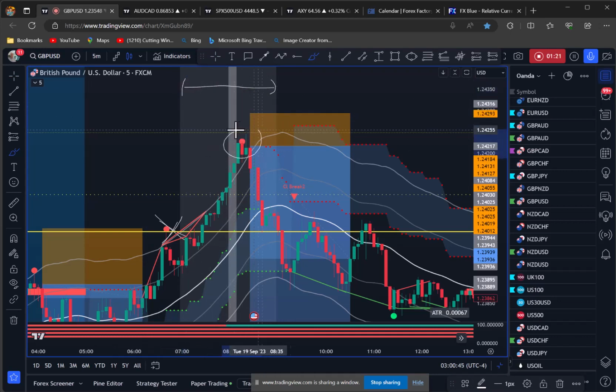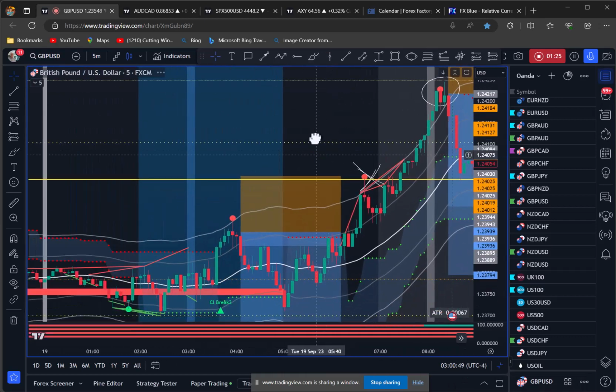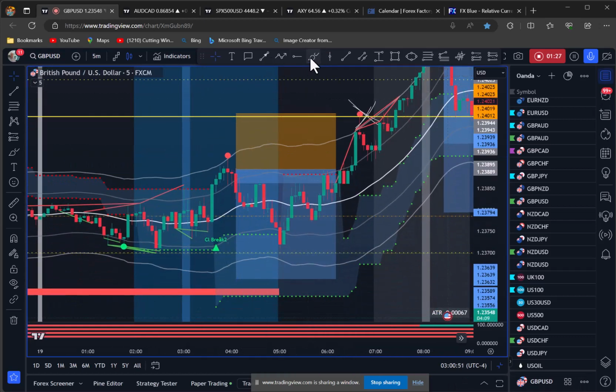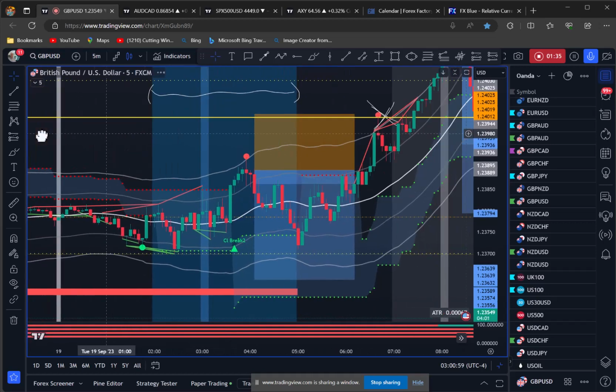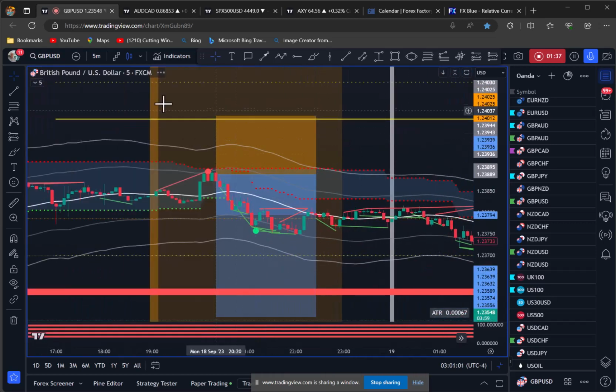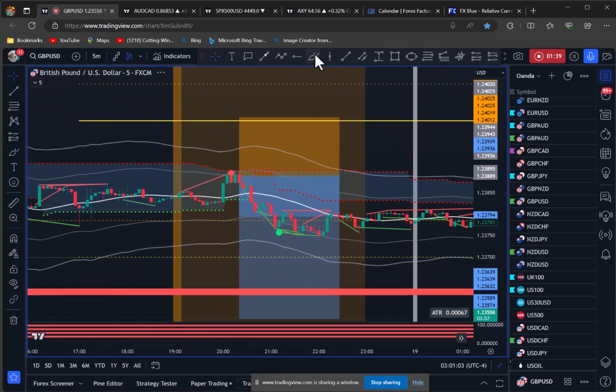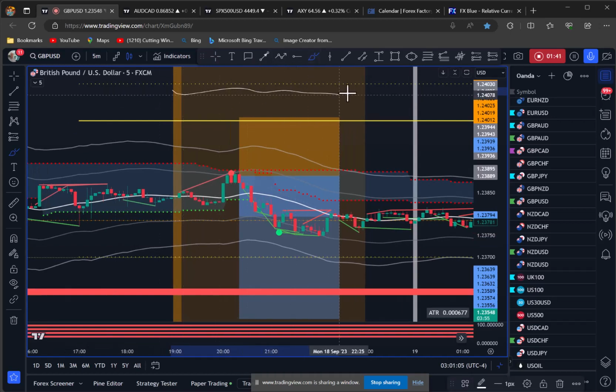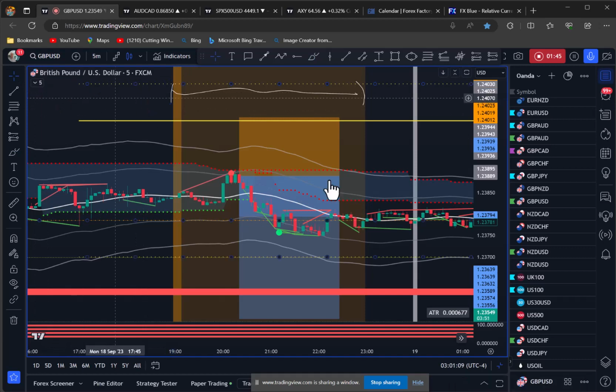Okay, so there's a trade opportunity, and we're looking for these through this blue zone. This is the London open range, the red dot. Okay, so we ignore everything else pretty much. And the orange one, this is the Asia range. Right, so what we're doing is we're looking for a couple of things.